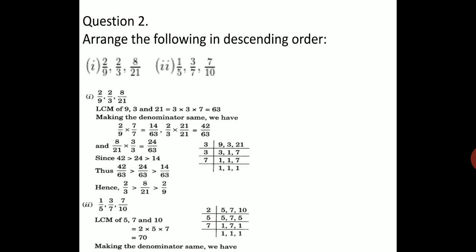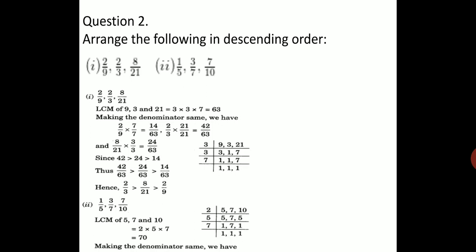First part is 2 by 9, then 2 by 3, then 8 by 21. Now LCM of 9, 3 and 21. You can see the LCM of 9, 3 and 21 here, I have done the calculation. So it is 3 into 7, which means 63 is the LCM.